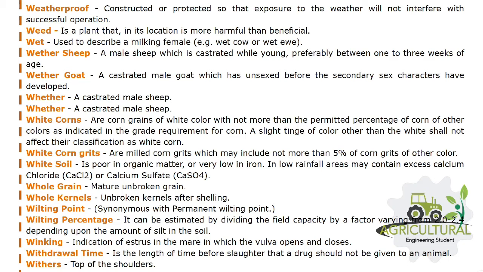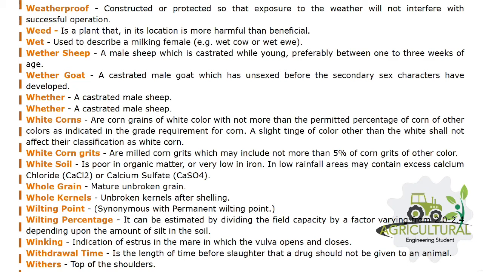White soil, is poor in organic matter, or very low in iron. In low rainfall areas may contain excess calcium chloride, CaCl2, or calcium sulfate, CaSO4. Whole grain, mature unbroken grain. Whole kernels, unbroken kernels after shelling.